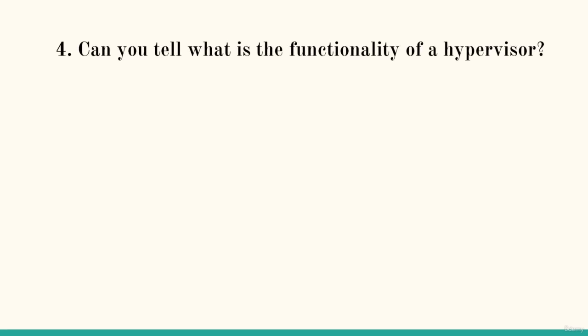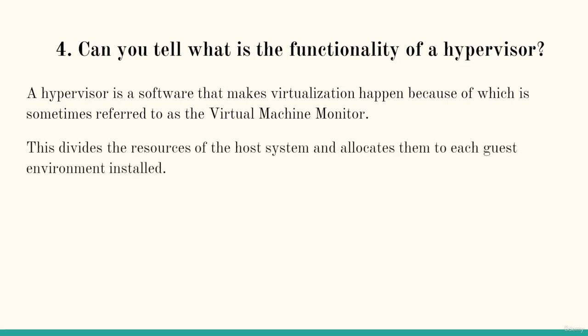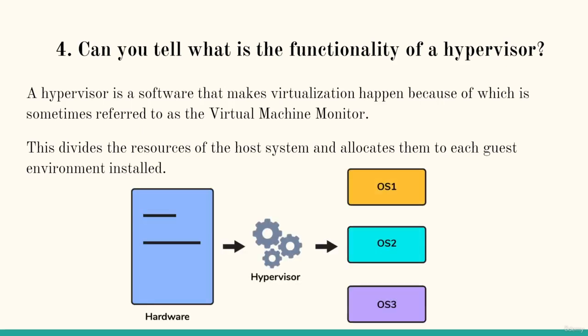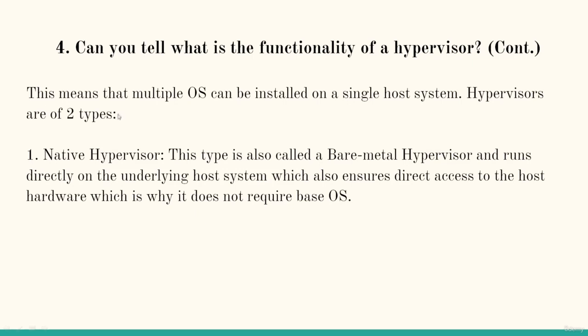Can you tell what is the functionality of a hypervisor? A hypervisor is software that makes virtualization happen, because of which it is sometimes referred to as the virtual machine monitor. This divides the resources of the host system and allocates them to each guest environment installed. So you can see here, this is the hardware. We have the hypervisor, and we have OS 1, OS 2, OS 3. This means that multiple OS can be installed on a single host system.